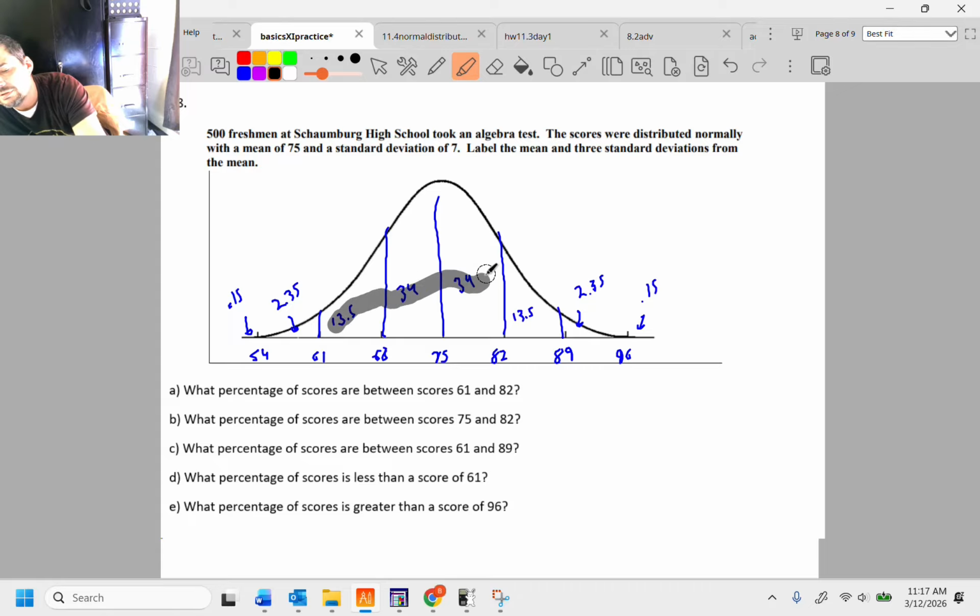What percentage of scores are between scores of 61 and 82? 61 to 82 is those 3 numbers right there. You just add those numbers together. 34 plus 34 is 68, plus 13.5 is 81.5%. Between 75 and 82 is up next. Well, that's just that guy right there, 34%.